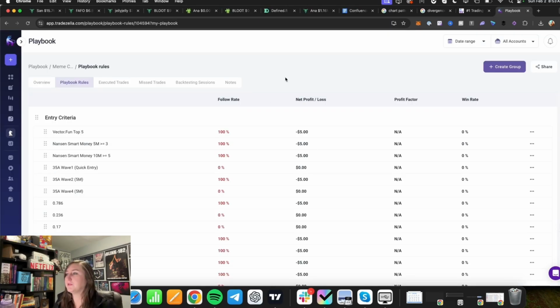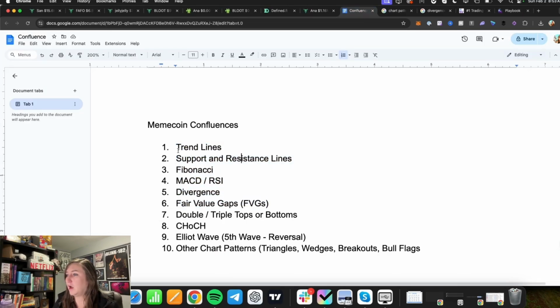I do hope this helped out a little bit. Like I said, probably focus on some of these first 6 things. I'll go over these more. I've got to go over support and resistance lines more too.